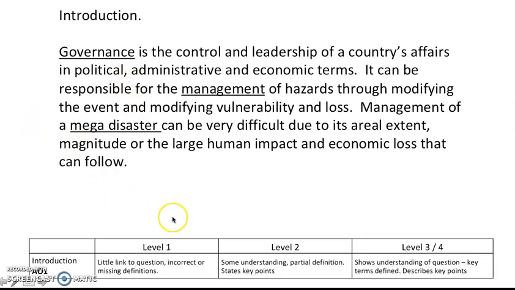Now what is important is that we have a look at the mark schemes. Have a read through and then think about what level would you be awarding an introduction like this. Is this a level 1, level 2 or level 3? So pause it and make a judgment. Now if you look at it, here it shows understanding of the question. It shows the key terms are defined and it describes the key points discussed in the essay. So this would be a pretty good introduction, which would help to give the examiner thinking, oh, this is a level 2, level 3 piece of work.